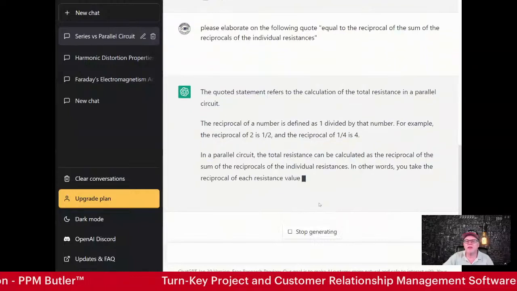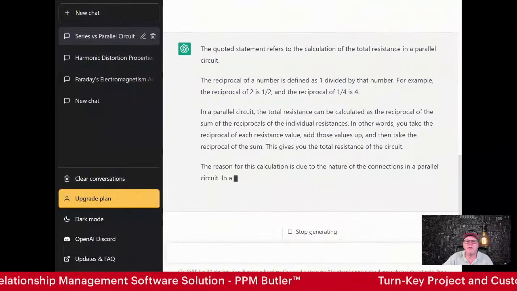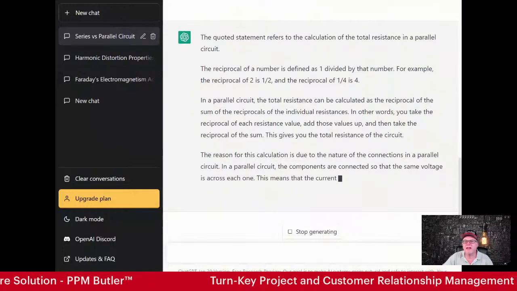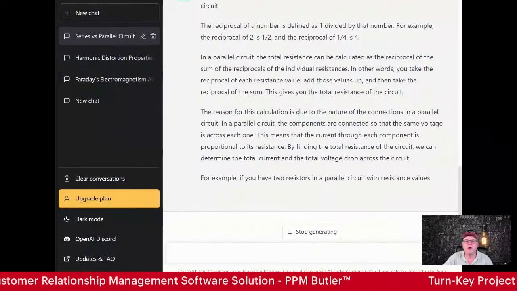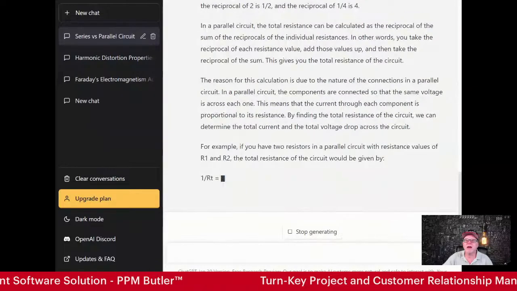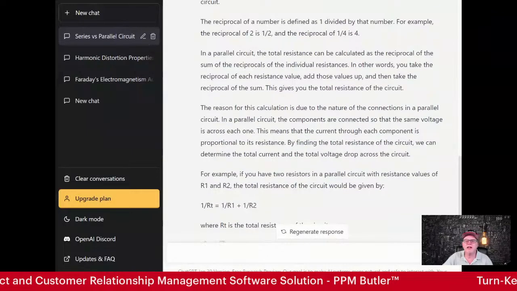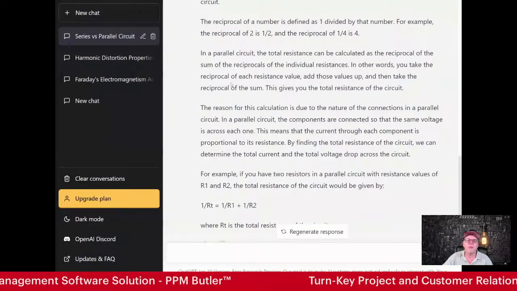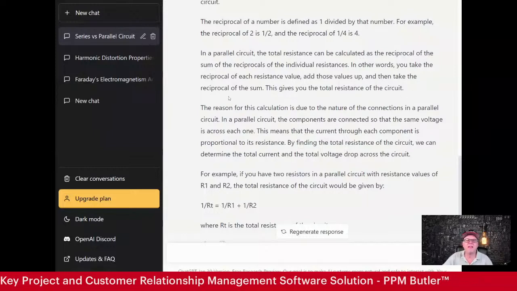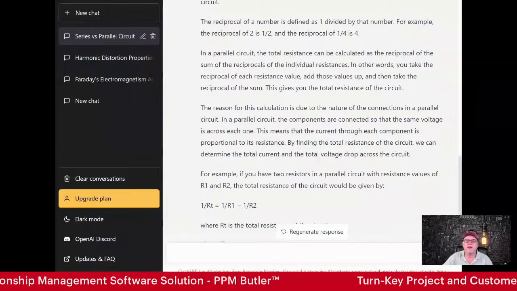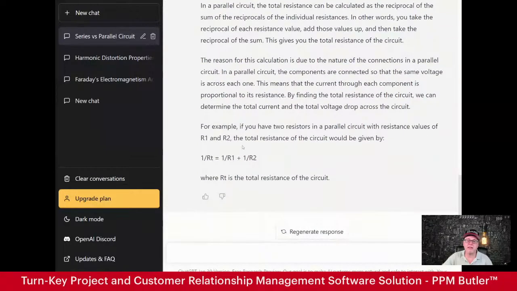It says the quoted statement refers to the calculation of the total resistance in a parallel circuit. The reciprocal of a number is defined as 1 divided by that number. For example, the reciprocal of 2 is 1 divided by 2. The reciprocal of 4 is 1 divided by 4. In parallel circuits, the total resistance can be calculated as the reciprocal of the sum of the reciprocals of the individual resistances. It's going too fast for me. In other words, you take the reciprocal of each resistance value, add those values up, and then take the reciprocal of the sum. This gives you the total resistance of the circuit. And it's giving you an example down here. So it actually did give an example.